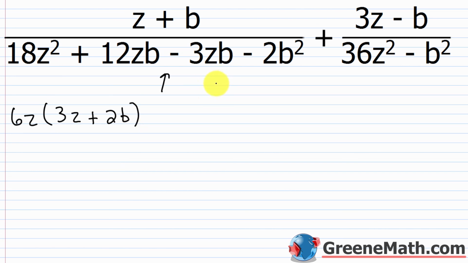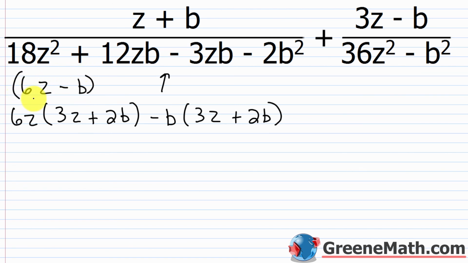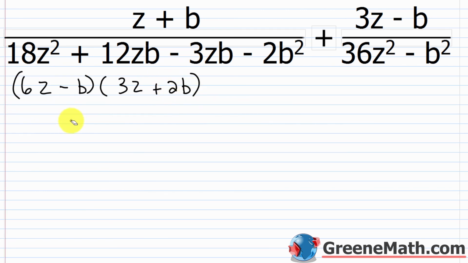In the second group, I can pull out a negative b. That would leave me with 3z plus 2b. So I have a common binomial factor of 3z plus 2b. And so this can be factored as 6z minus b times the quantity 3z plus 2b. Okay, so let's erase this real quick. So we've got this as the factored form of that.